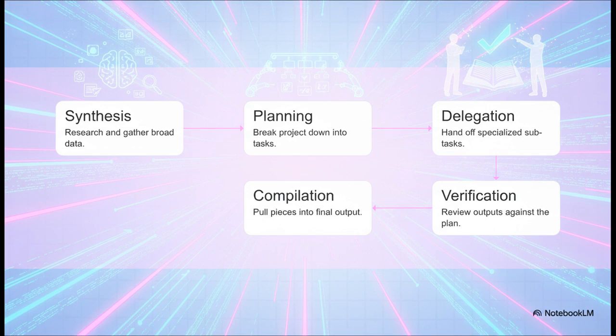Now, step 4, and this is a huge leap forward, is verification. It actually reviews the returning outputs against the original plan. If its subordinate tool brings back bad data, the orchestrator catches it, rejects it, and reruns the task. This catches errors that older AI workflows skipped entirely. And finally, step 5 is compilation into a polished final document.